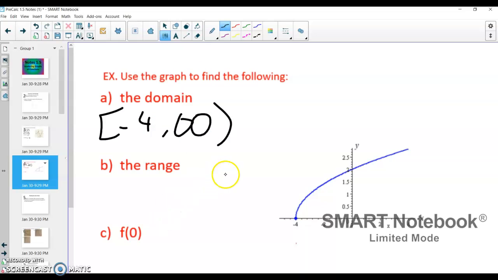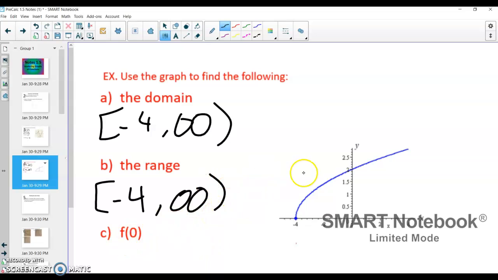Okay? The range is pretty similar here. The range, the lowest point is at -4, and it goes up to infinity. Even though it looks like it might peak at some point, it's going to keep traveling upward to infinity, and so we do the same kind of thing. We say the lowest point is at -4, and that was a closed dot, so we use a bracket, and it's going to keep going up to infinity, and so we say infinity, and we use the parentheses again.